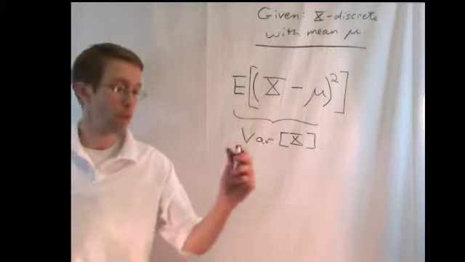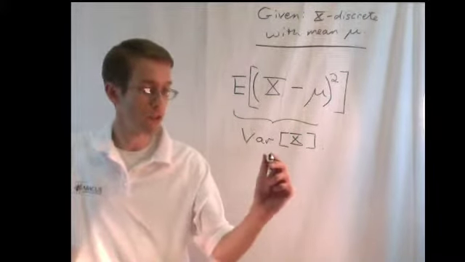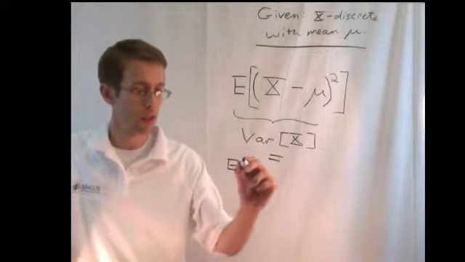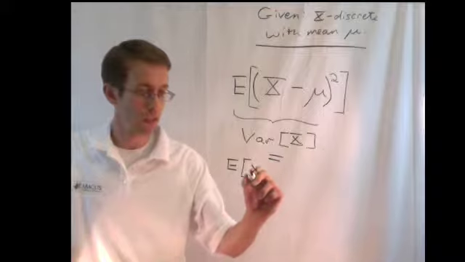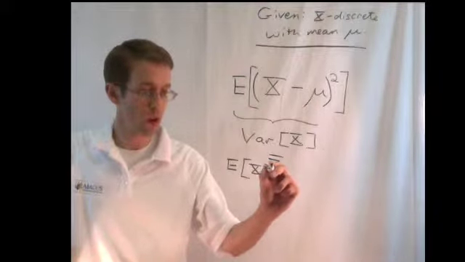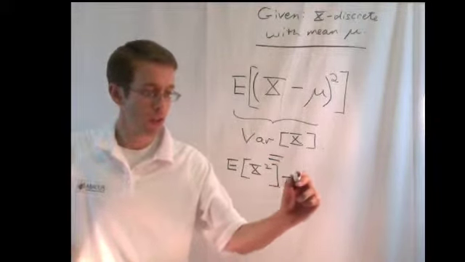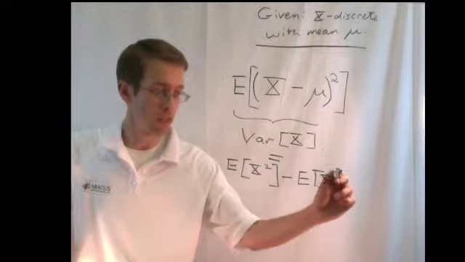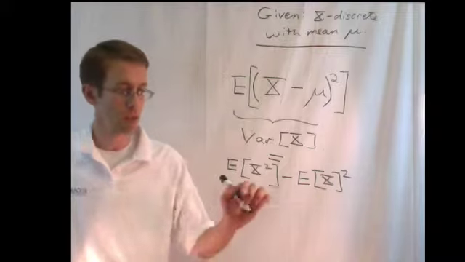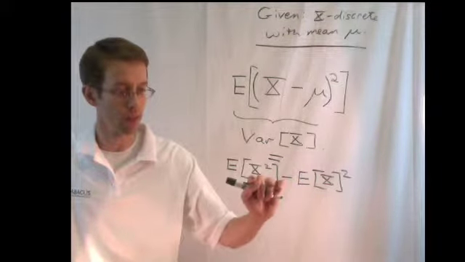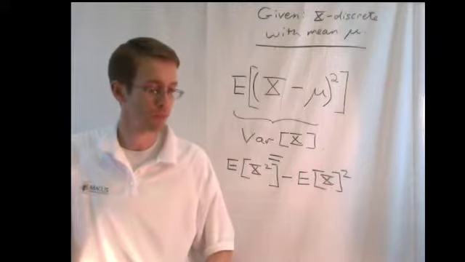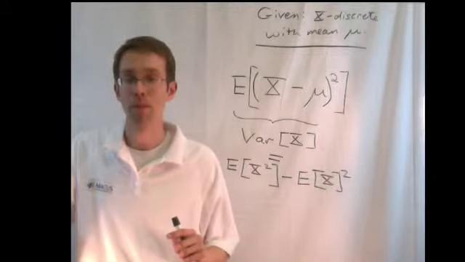So it's lucky for us we have an alternate formula. You can find the variance of x by finding the mean of x squared and subtracting the square of the mean of x. Sometimes people call this the second moment of x, and this the square of the first moment of x. Very useful formula.